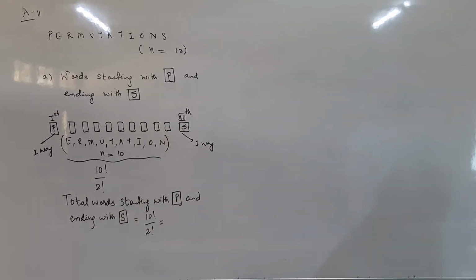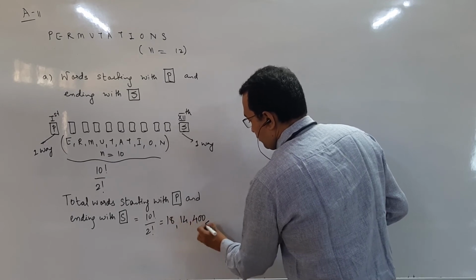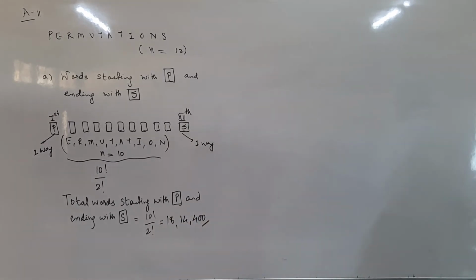Mind you, this is a very, very large number, and that works out to be 18 lakhs 14,400. So here we are talking, students, in terms of lakhs, because the number of letters is correspondingly very large. So indirectly, students, here we have to understand that if you have repeated objects, then you have to divide by the factorial of the number of times that particular letter is repeated.